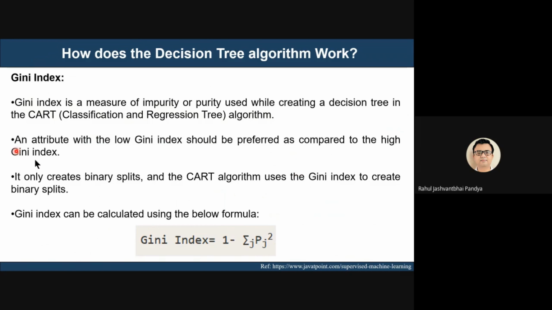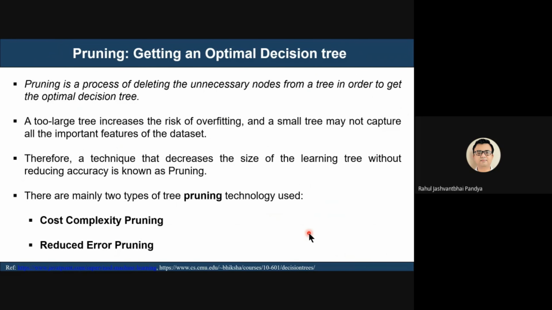What we try to say is that the impurity should always be as low as possible, right? So my Gini index should be as low as possible. In contrast to the information gain, which we have seen on the previous slide, the CART algorithm uses the Gini index to create the binary split. Gini index can be computed using this formula, and what we look for is the minimal value of the Gini index when we try to split.